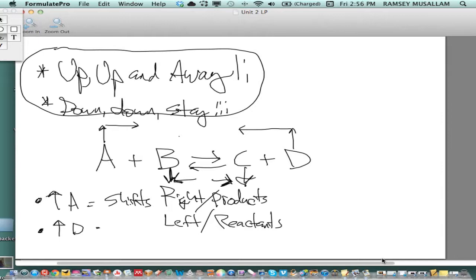If you decrease something, you need to replenish it, right? So everything's going to shift towards it to say, oh, you lost some B, how sad. Let me shift over here and give you some more B. Okay? The whole goal is maintaining KEQ, though.